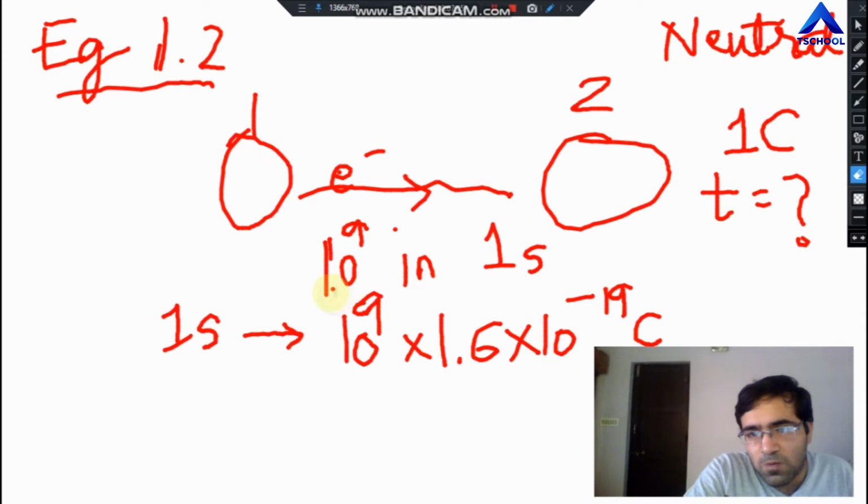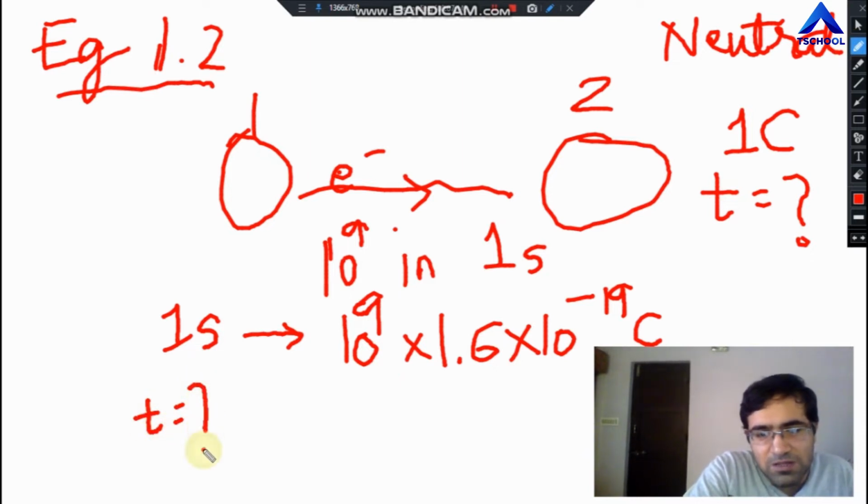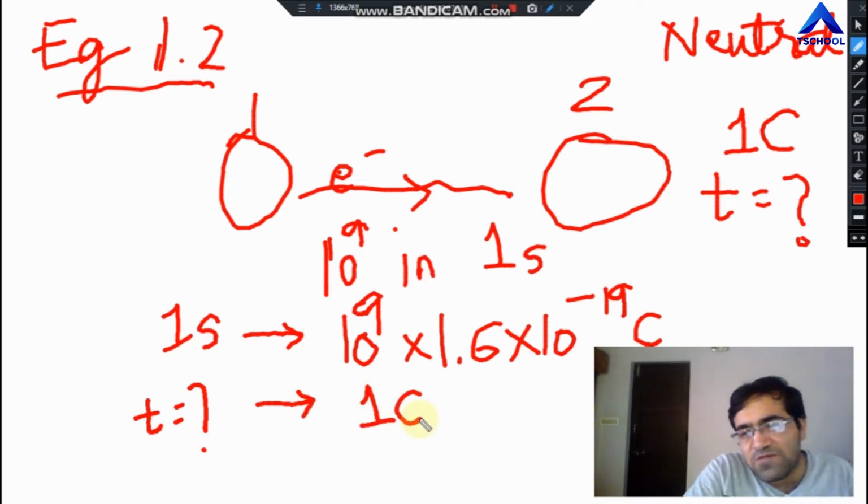Now what we have to do is find the time t in which the charge developed on body 2 is going to be 1 Coulomb. So all you have to do to solve this problem is just a simple cross multiplication.